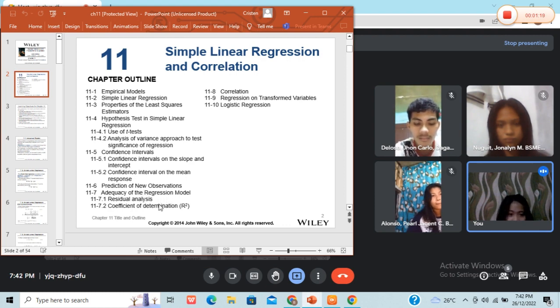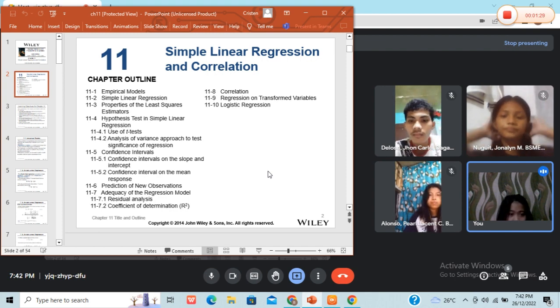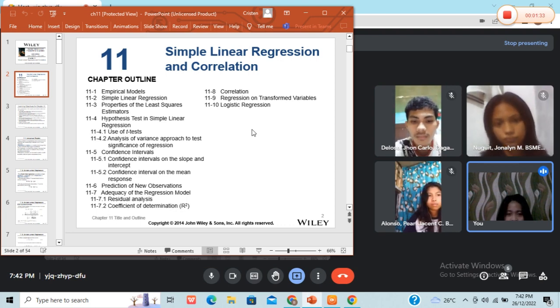residual analysis, which will be reported by Pearl Jason C. Alonso. Then 11-7.2 Coefficient of Determination or R squared, correlation, 11-8 Correlation, 11-9 Regression on Transformed Variables, and last is 11-10 Logistic Regression, which will be reported by me. I'm Bohos Jenvison, by the way.